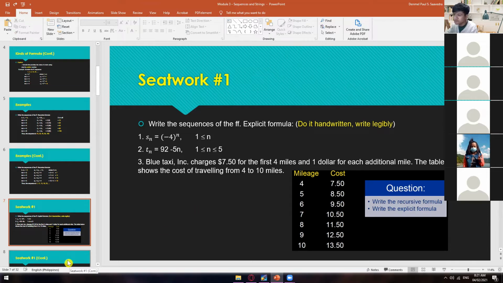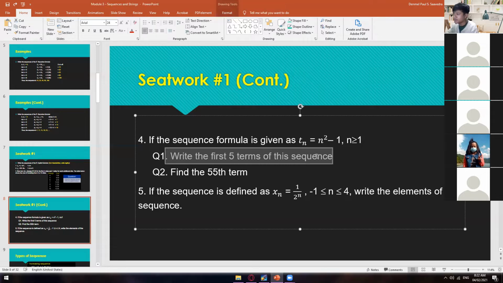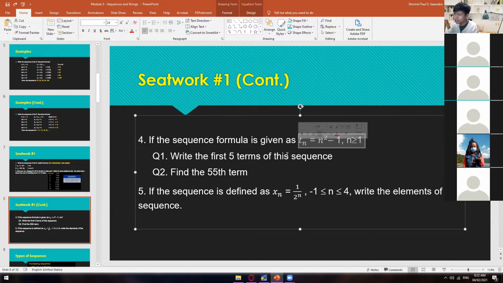All right. Of course, after this, there is a continuation, which is number 4 and number 5. If the sequence formula is given as t sub n is equal to n squared times 1, wherein n is greater than or equal to 1, write the first 5 terms of this sequence, and then find the 55th term using this formula.